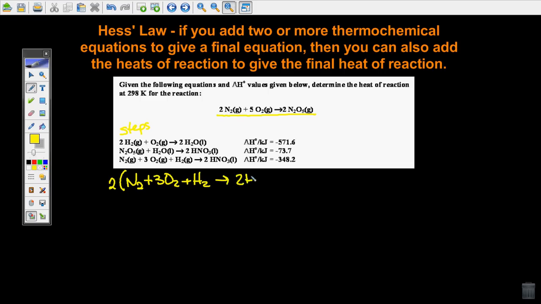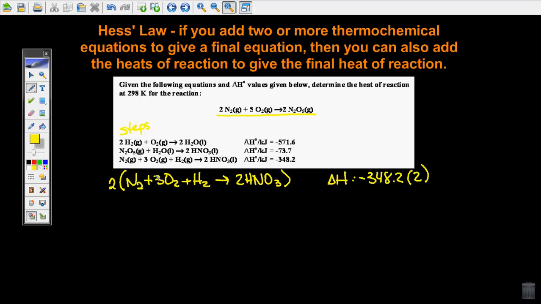And I'm not writing the states of matter, the solid, liquid, gas, but you really should. Now, if I multiply this by 2, then that means I have to multiply my heat of formation, my delta H, by 2. So my delta H for this reaction was negative 48.2. So I need to multiply that by 2.